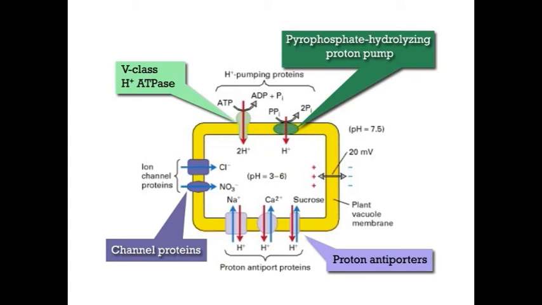The proton gradient and electric potential across a plant vacuolar membrane are used in much the same way as a sodium gradient and electric potential across the animal cell plasma membrane. That is, to power the selective uptake or extrusion of ions and small molecules.